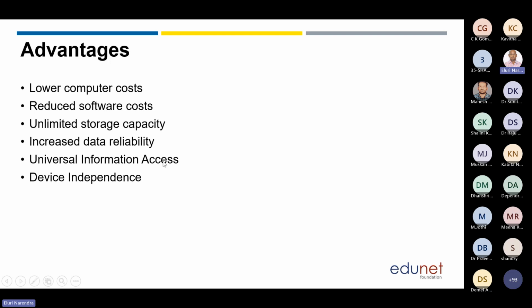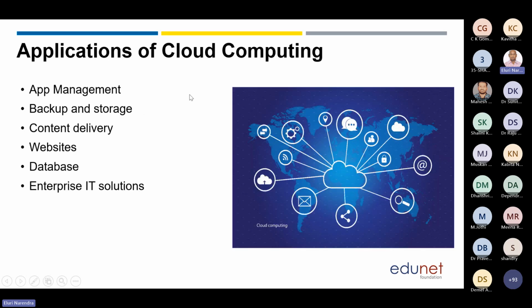Universal information access, we have already seen. I can access my resources anywhere, from any device, from any network. Universally, I can access all my resources. Device independence: I can access my resources through a tablet, a PC, a laptop, or a mobile. So the device is completely independent. These are some applications of cloud. Using cloud service, I can go for some apps. I can create my own app for my website.